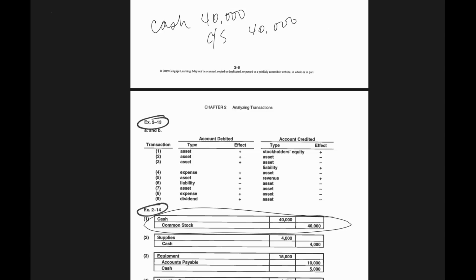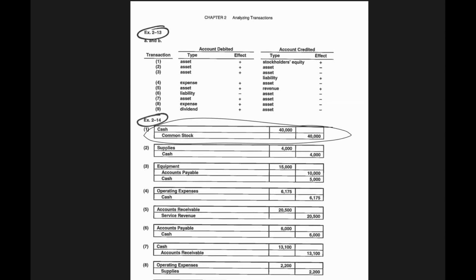So they debited cash, they credited common stock, and we increased cash because cash is an asset and has a normal debit balance, so it increased. Common stock is an equity item. It normally is a credit balance, so it also increased. Entry number 2, there's a debit to supplies and a credit to cash. So supplies went up, an asset went up, and an asset went down. All right, cash is a normal debit balance, so it went down.